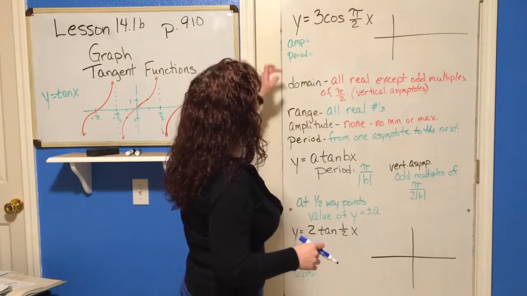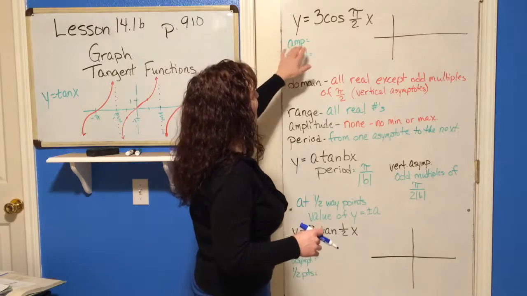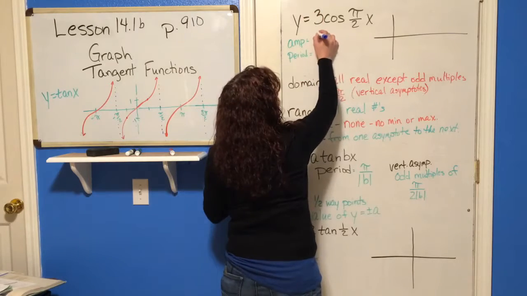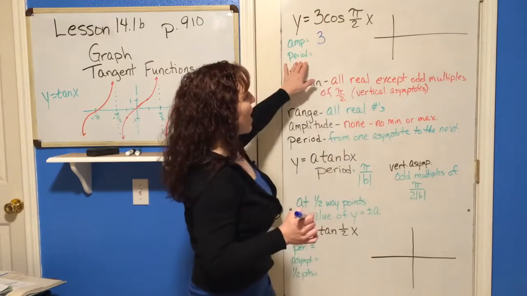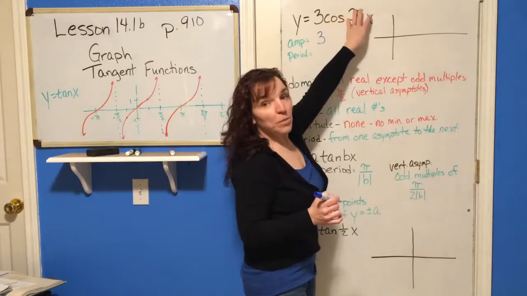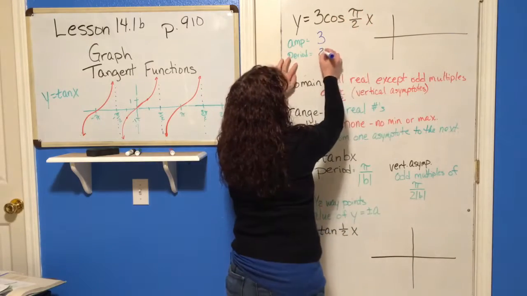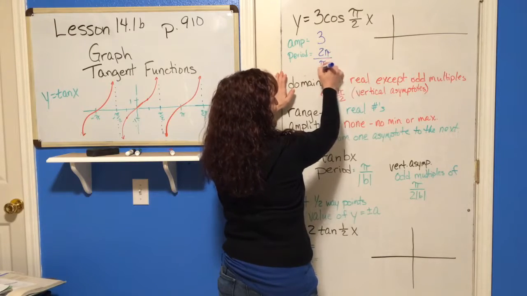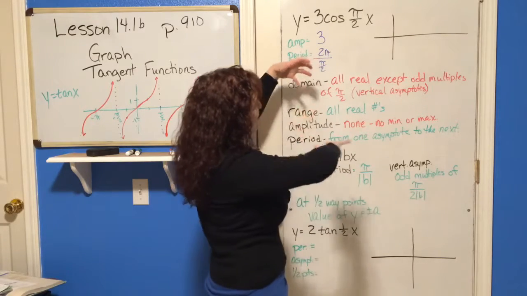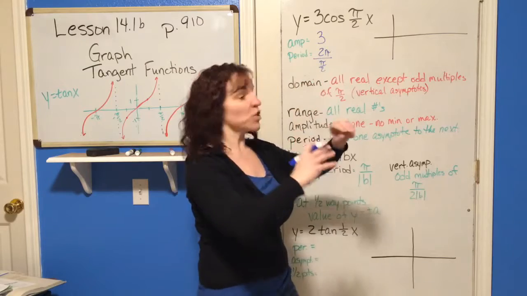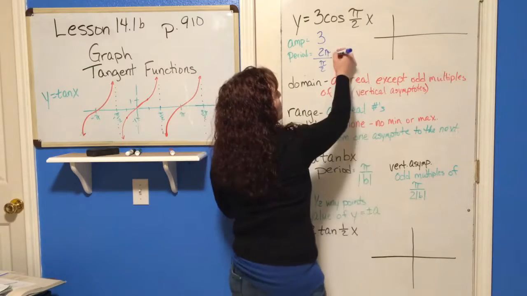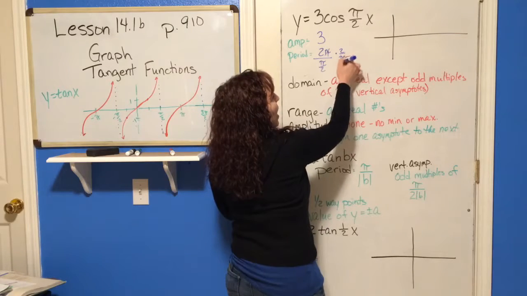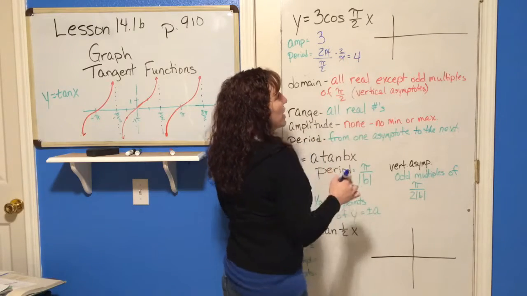So if you'll remember, the amplitude is found by the absolute value of your a value. So the amplitude of this one is 3. And the period is found by using the b. If you'll remember, you're going to take 2 pi over the absolute value of b. So 2 pi over 2. So now when you simplify this complex fraction, remember you flip the bottom one and multiply. So times 2 over pi. So when you do that, the pi cancels and we have 4 is the period.